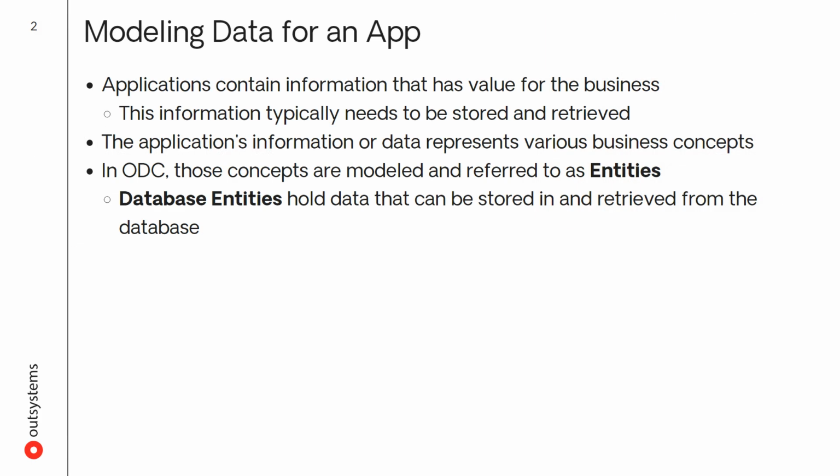When we think about modeling data for an application, we need to consider it's going to contain information that has value for the business. This information typically needs to be stored and retrieved later. The application's information or data represents different business concepts. In OutSystems Developer Cloud, those concepts are modeled and referred to as entities. Database entities hold data that can be stored in, and then retrieved from, a database.